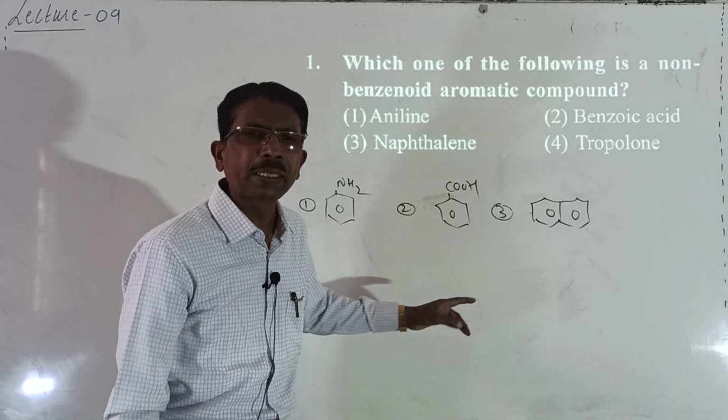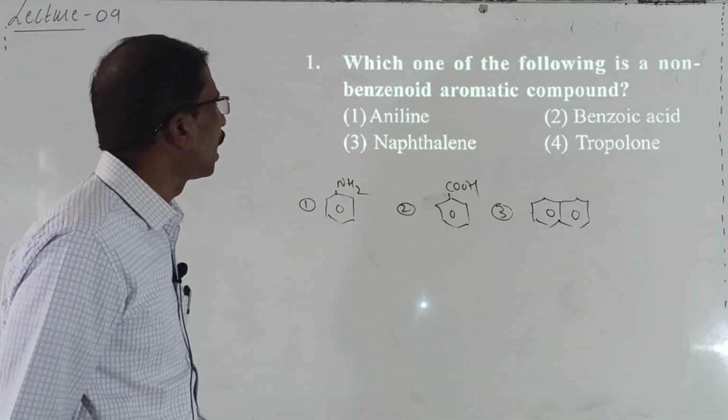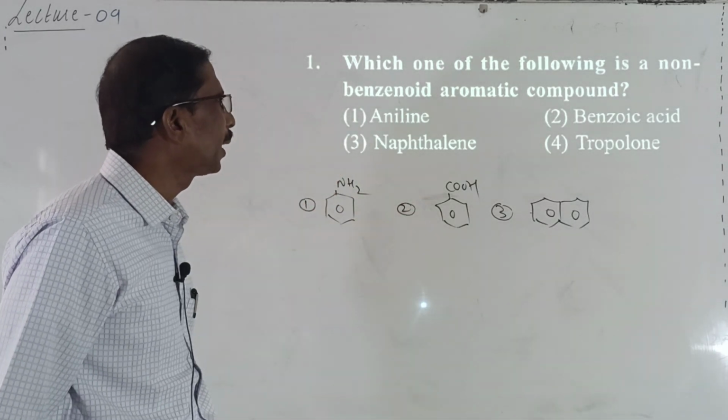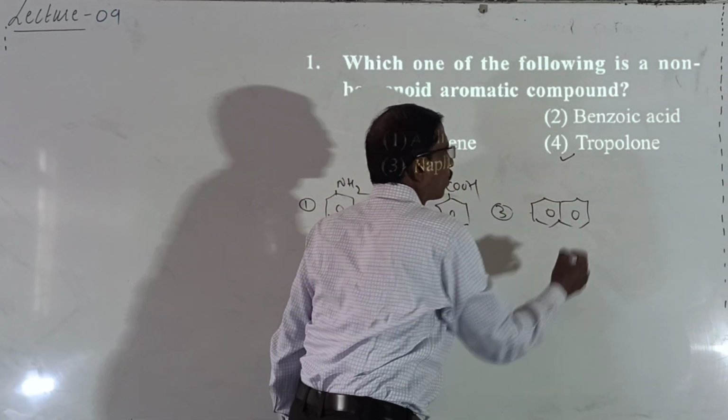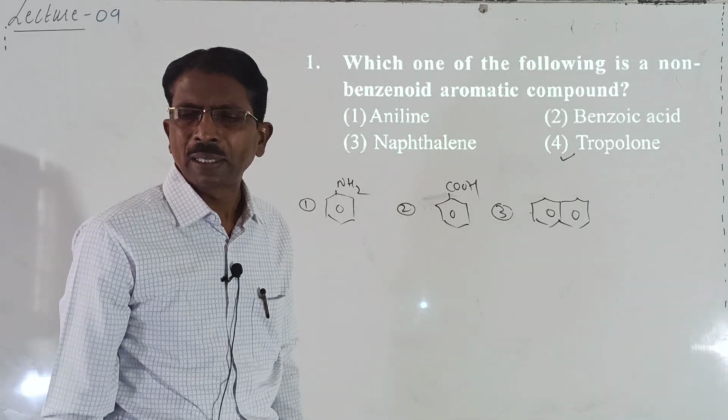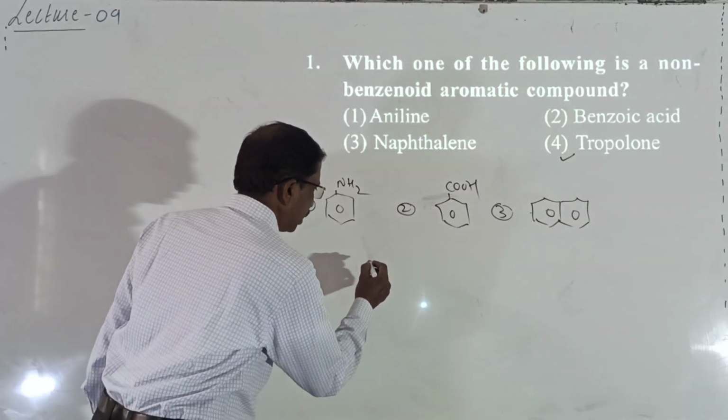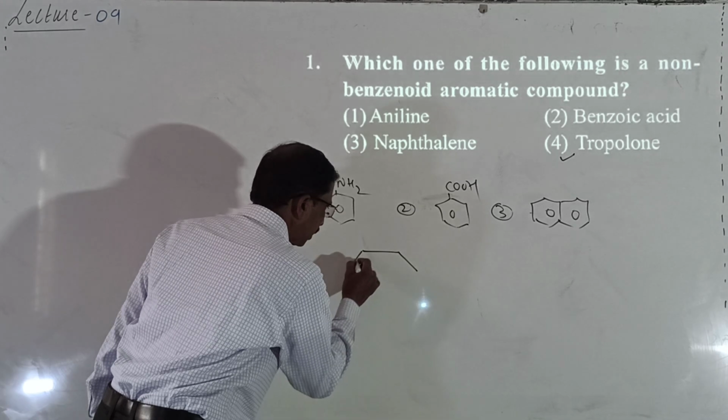So look here students, these three are called aromatic compounds. And here the non-benzenoid aromatic compound is tropolone. So this one, tropolone, is a non-benzenoid. So the tropolone structure, you know it. Tropolone structure is written like this.